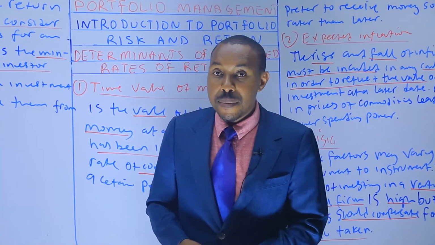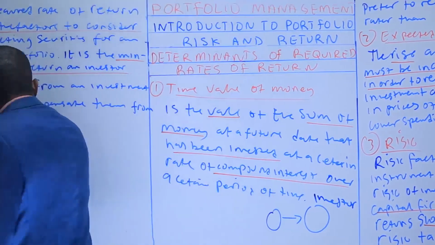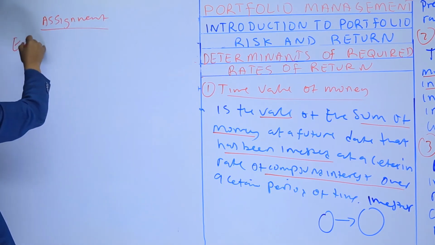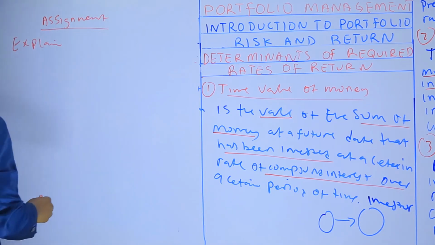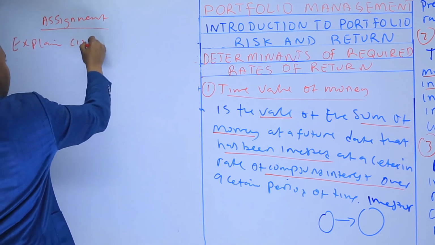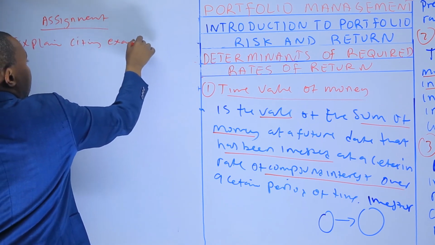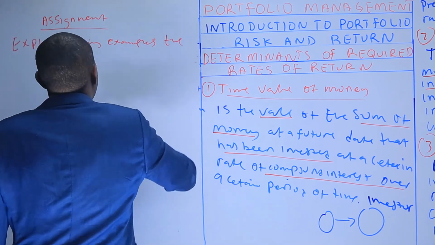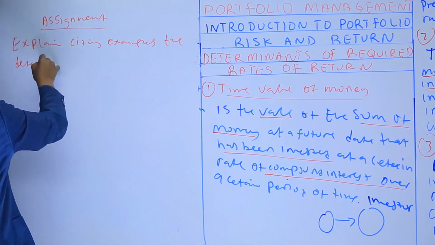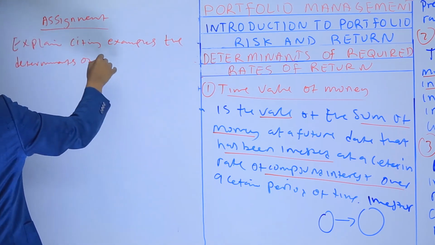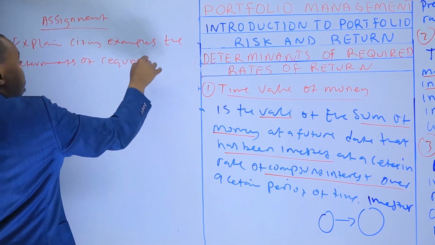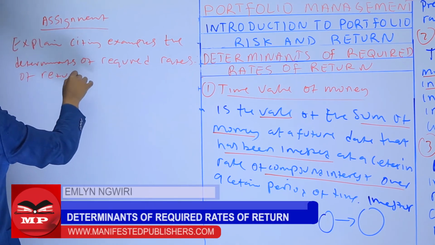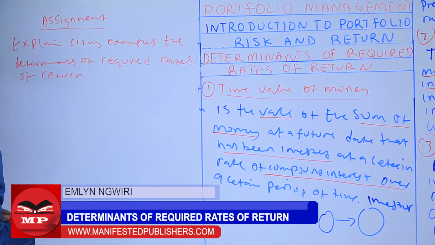As usual, I will leave you an assignment. Explain, giving or citing examples, the determinants of required rates of return. That is the assignment that I have for you today.